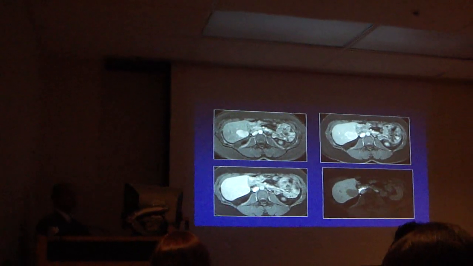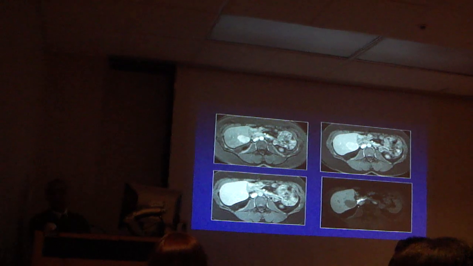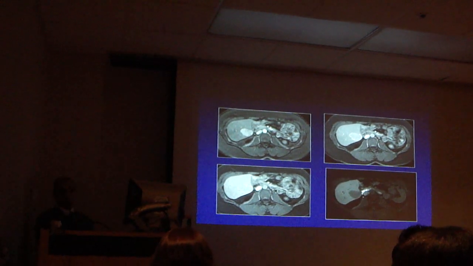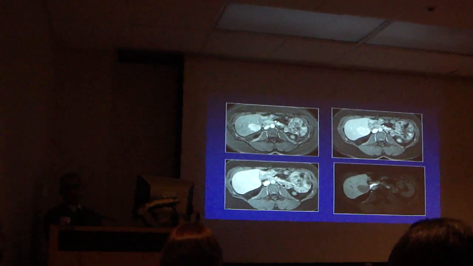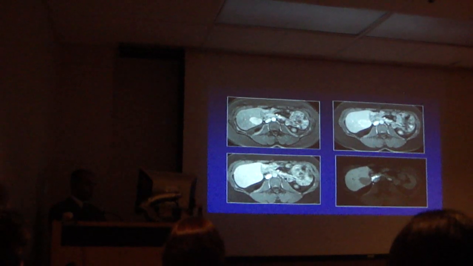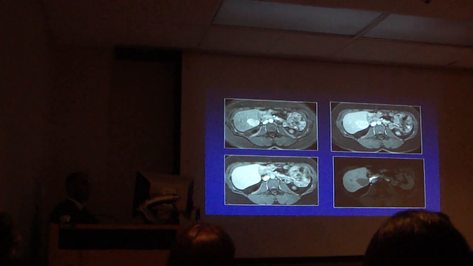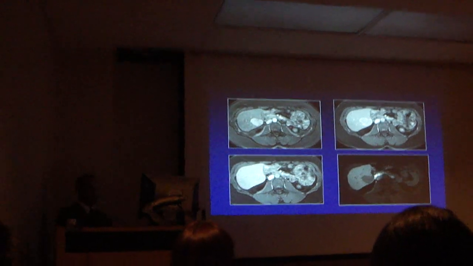The other thing is, why do we need to distinguish between FNH and adenoma? Why do you think we need to? Because adenomas have a higher risk of rupture or bleeding. Exactly, and growing, and they need to be followed up.